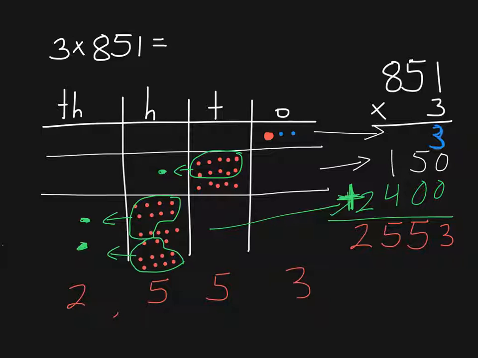So that's how I get the answer, 2,553, by solving for partial products, multiplying 3 times 1 one, 3 times 5 tens, and 3 times 800 separately, and then adding them up.